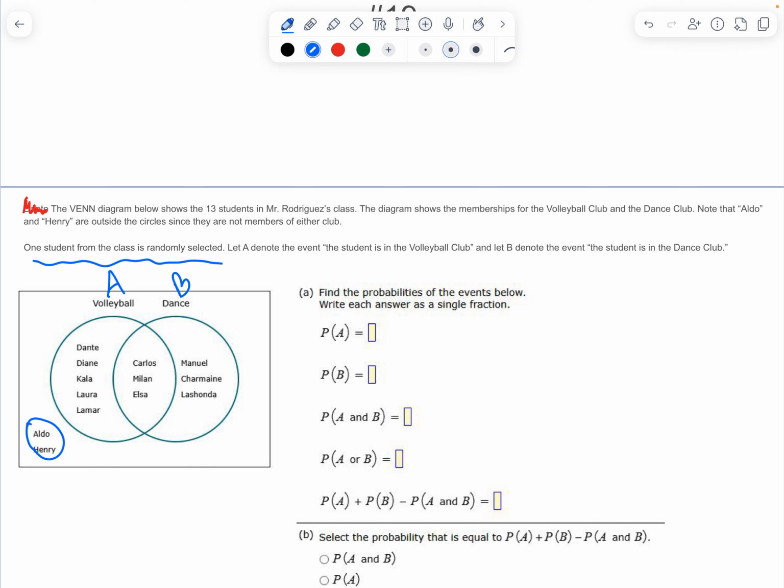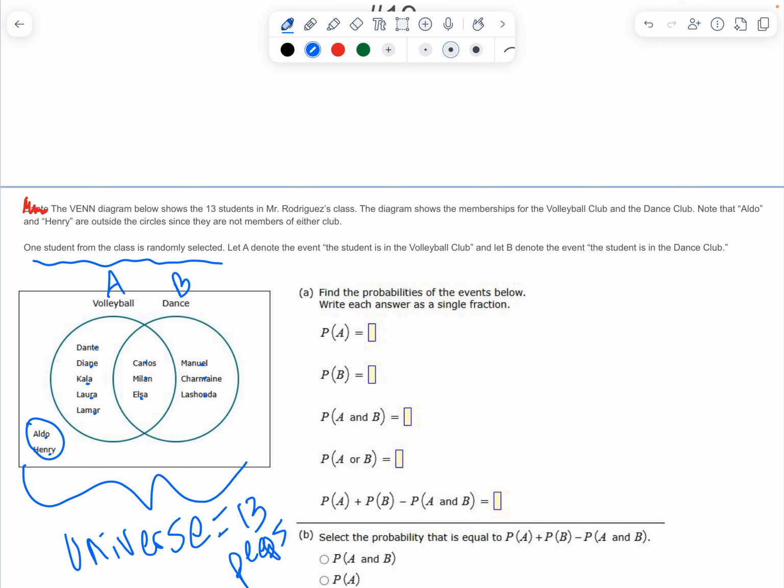First thing, we need to take a look at this double Venn diagram and figure out how many people are living in this. This is called a universe. So this whole thing is just a universe. And in this universe, let's see how many people are playing. 1, 2, 3, 4, 5, 6, 7, 8, 9, 10, 11, 12, 13. So there's 13 peeps in our universe. We're going to need that number.